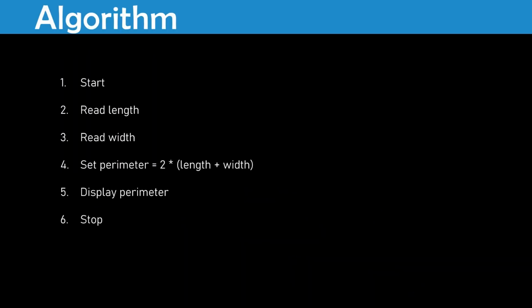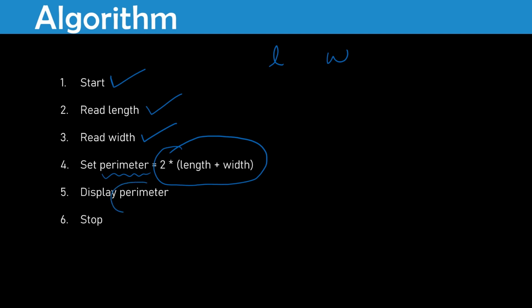Now see, algorithm. First of all, while writing a computer program, we need to start that program. In this case, to find the perimeter, we need to know length and width. So I am taking read length, read width, set. What is perimeter? 2 times of length plus width. And we need to display perimeter. After that, our work is done. We need to stop the program.